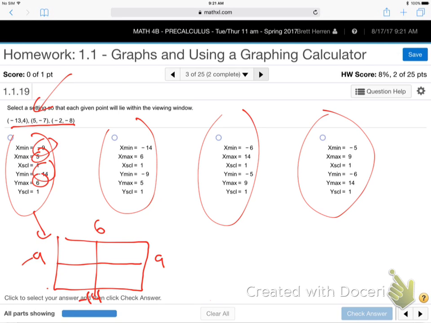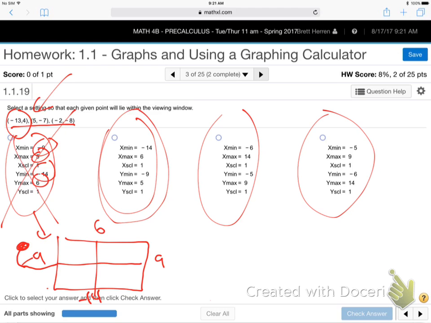So would the point negative 13, 4 be on that screen? No. Back 13 would be somewhere back here, up 4. It'd be a dot like about right there, wouldn't it? Because it's back more than 9. This is back 9, and it's back even more. It's back 13. So it's not in that window. So that's not the answer. Let's go to the next one.